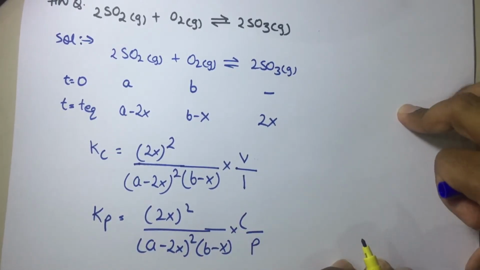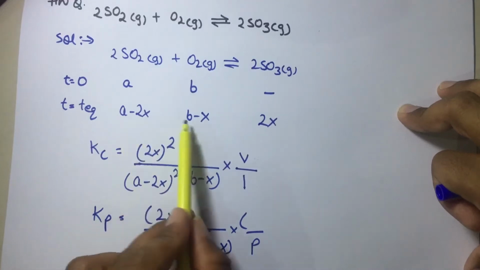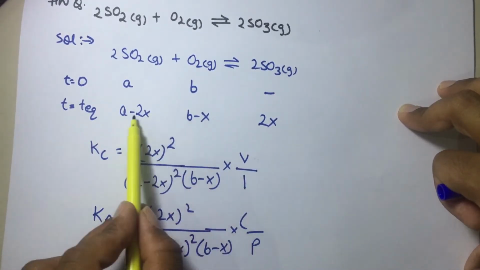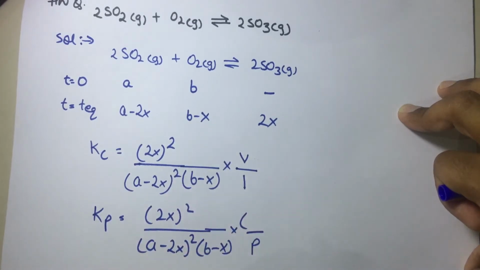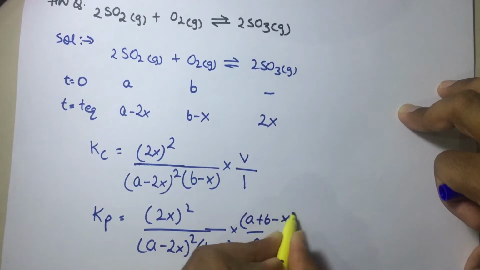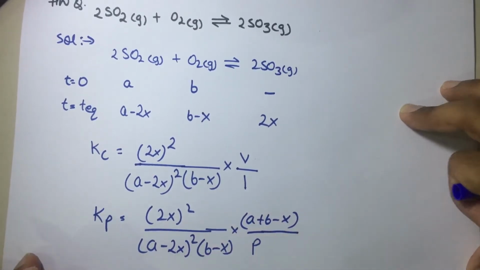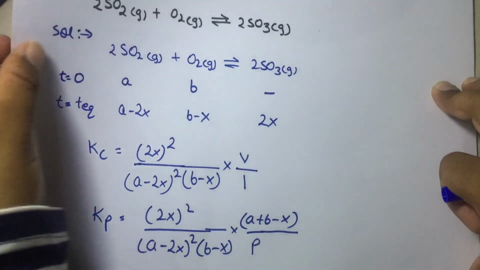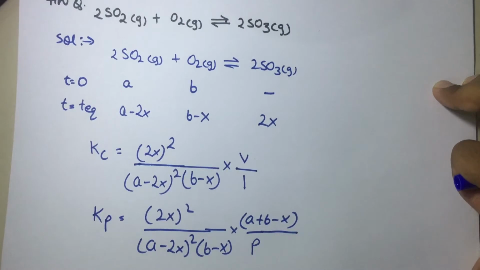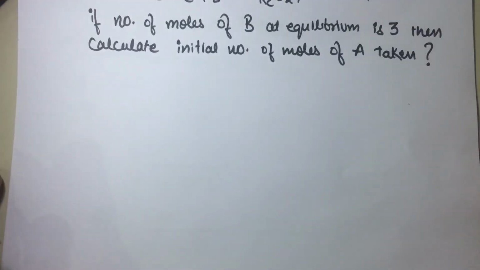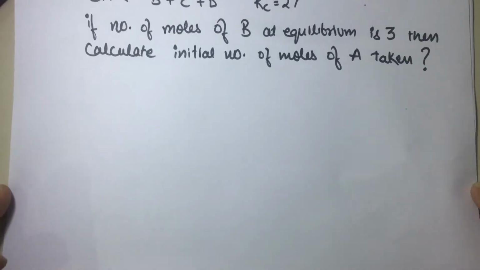Total number of moles means the total sum of these values at equilibrium. So it is A plus B minus 3X plus 2X, so it will be A plus B minus X. So this is the expression of Kp and Kc for this reaction. This was the homework for you. Okay, now let's do some more examples to get more clarification on Kc and Kp.